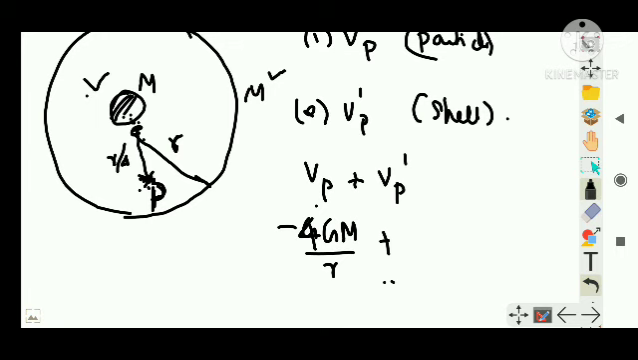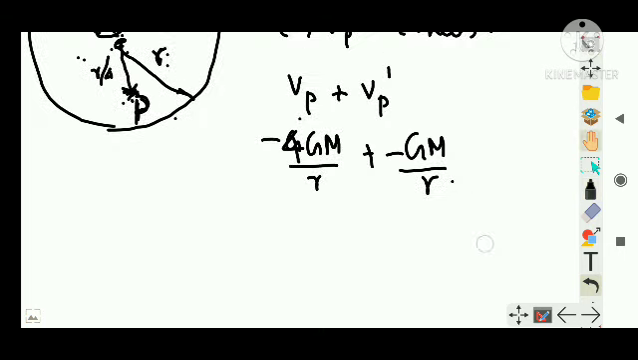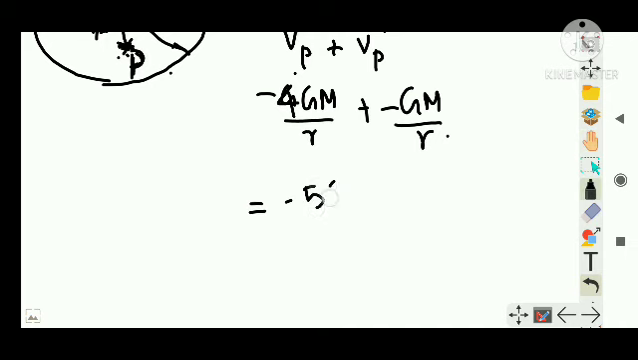Now what about the shell? The potential at P due to the shell, that also we have found: when the point is inside the shell, it is minus GM by r, where r is the radius of the shell. For any point inside the spherical shell, the potential is the same, minus GM by r. Now you add, you will get minus 5 GM by r. That is the potential at the point P.